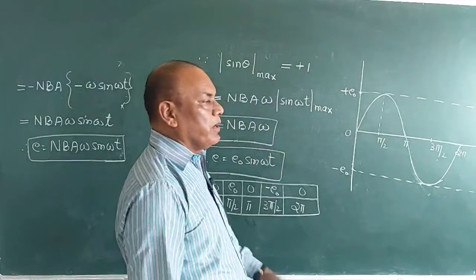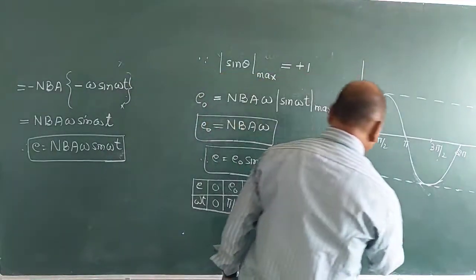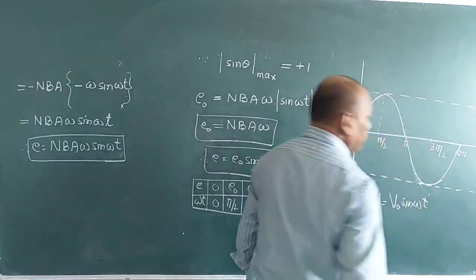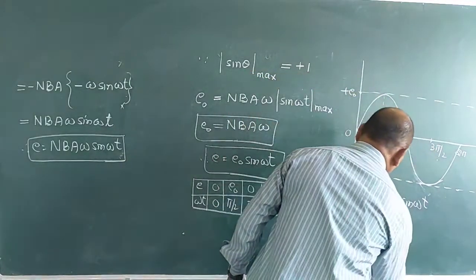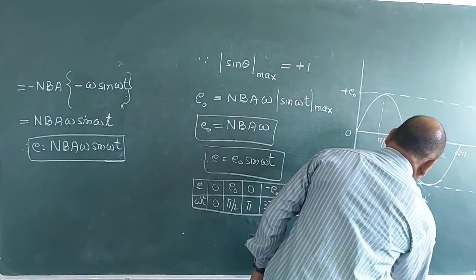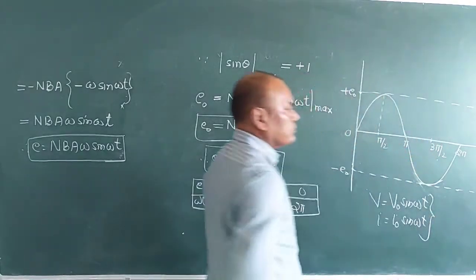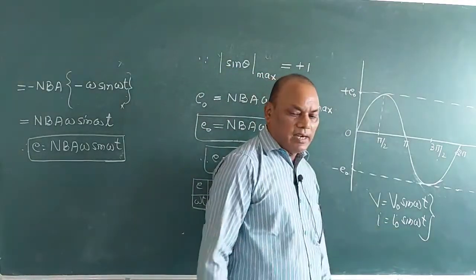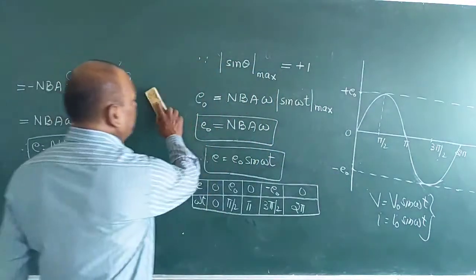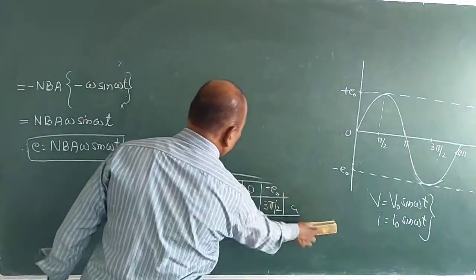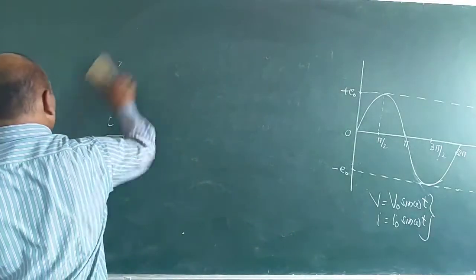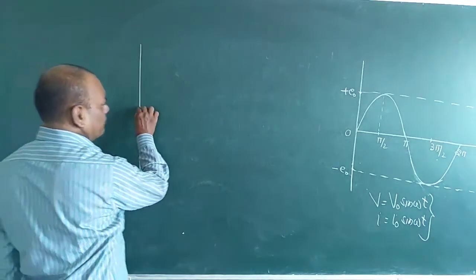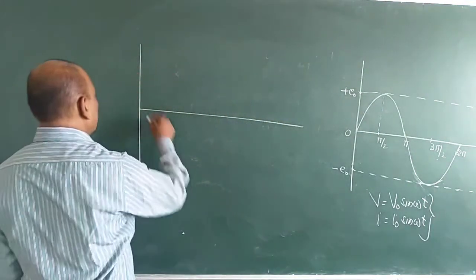If we say that the voltage applied in any circuit is V, then V is equal to V0 sin omega t, and the current flowing in that circuit will be I is equal to I0 sin omega t. So this V is called alternating voltage and I is called alternating current. If we plot them on a curve, then we find this type of curve like this way.